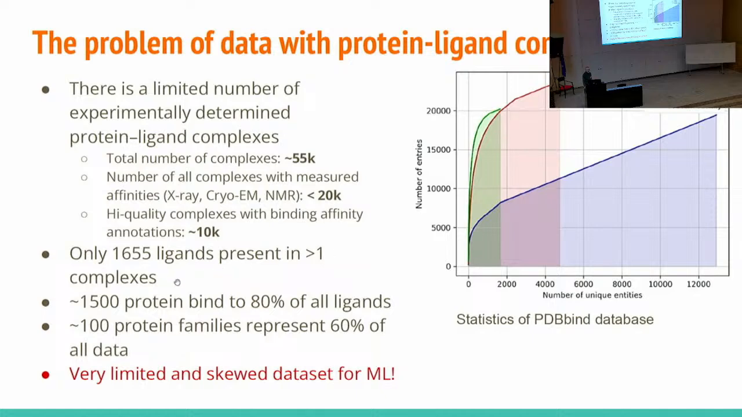About 1,500 proteins are constituting 80% of all the ligands. And there are 100 protein families which dominate the data set, while the total number of protein families is much more than this. So this is a very limited and very skewed data set for machine learning.